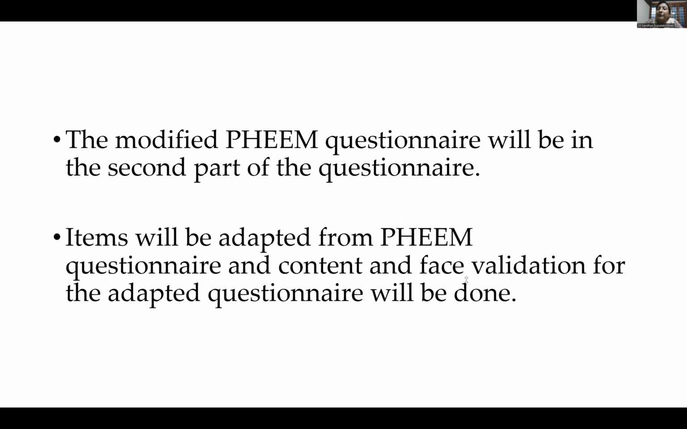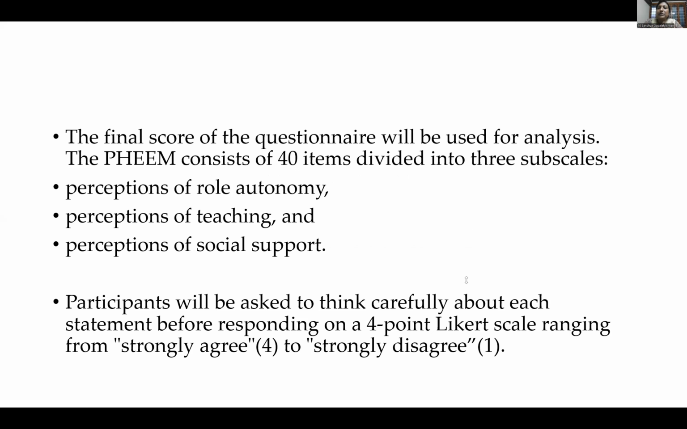The modified questionnaire will be the second part, and the items will be adapted from the THEME questionnaire, and content and face validation will be done for that. This questionnaire consists of 40 items in 3 domains, that is perceptions of role of autonomy, role of teaching, and social support. The questions will be taken from these domains, and the opinion is taken on a 4-point Likert scale, ranging from strongly agree to strongly disagree.